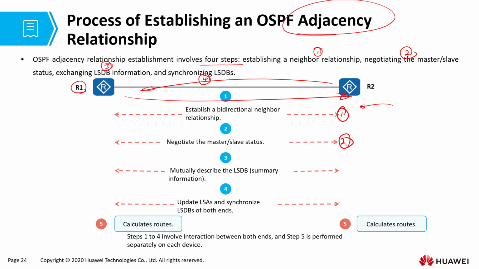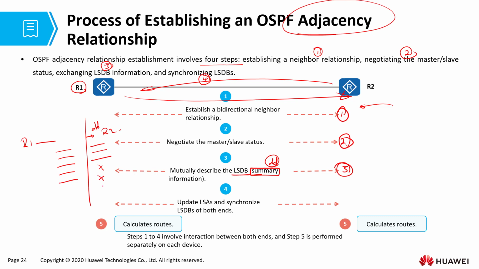After negotiating the master-slave status, we go ahead and describe the link state database. That is step number 3. We use database descriptors to send a summary of our link state database to the neighbor that we have just discovered. Let us say router 1 sends a summary that contains 1, 2, 3, 4, 5 entries in the link state database. Now, this summarized link state database through a database descriptor hits router 2. And maybe router 2 already has link 1, 2, and 3 of all these 5. It knows the details of these links. But it doesn't have link 4 and link 5.